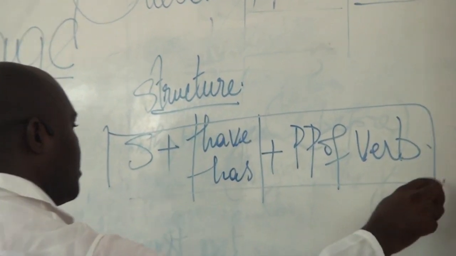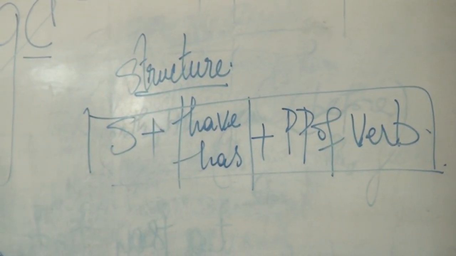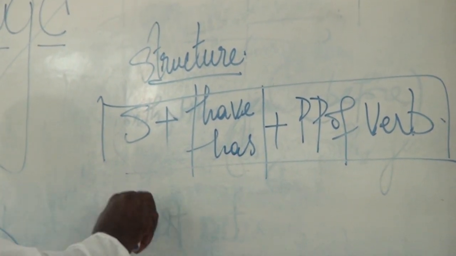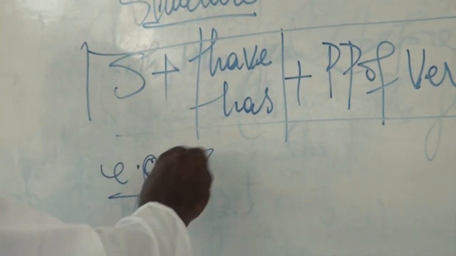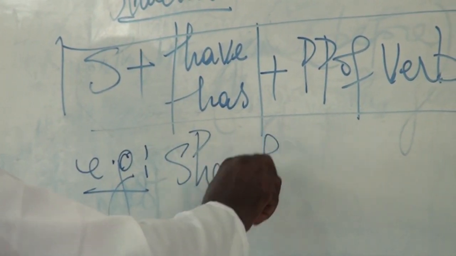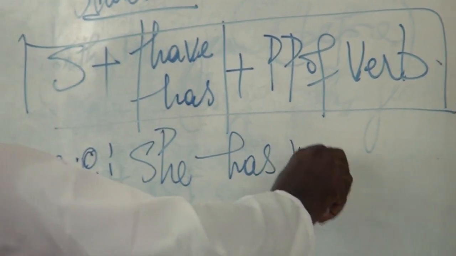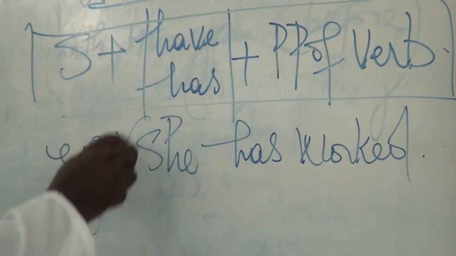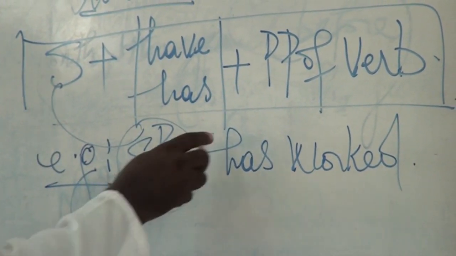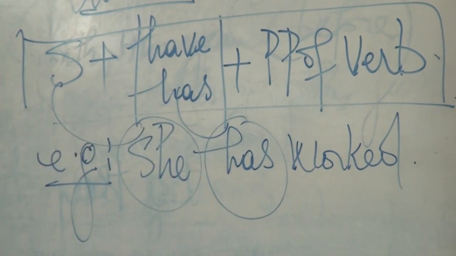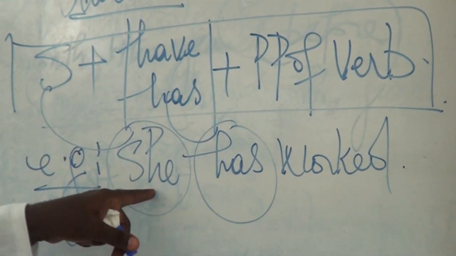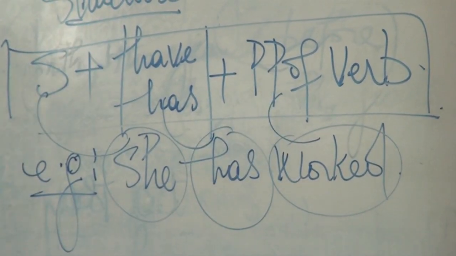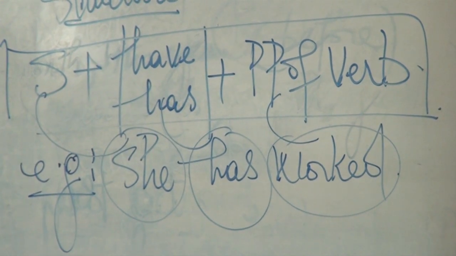Okay, let's take an example. We can say, for example, she has worked. She has worked. She stands for the subject. Has stands for the auxiliary to have. Here has is used because of the third person singular. And worked here stands for the past participle of the verb to work.